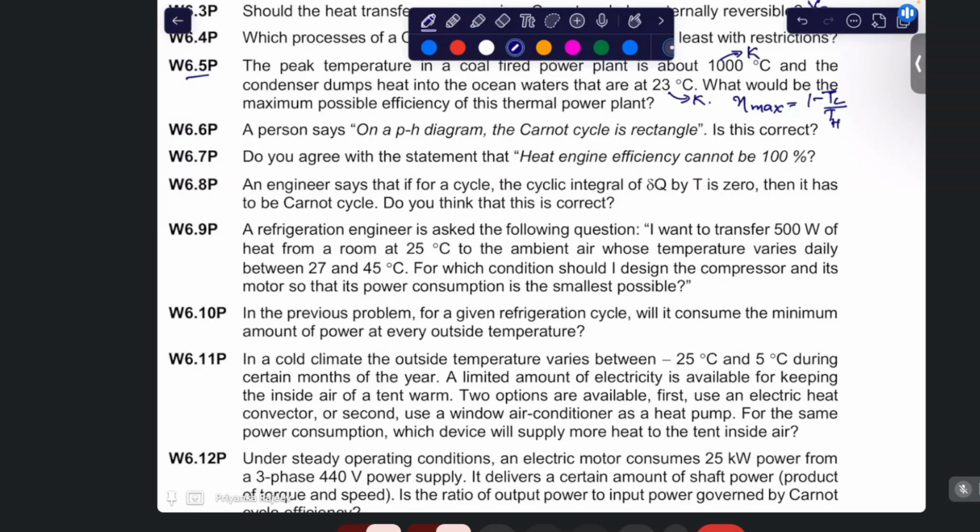Now, sixth question. A person says, on a PV diagram, the Carnot cycle is a rectangle. Is this correct? So a Carnot cycle is typically shown as a rectangle in TS space, not PV. So on a TS diagram, that is where it will be a rectangle.